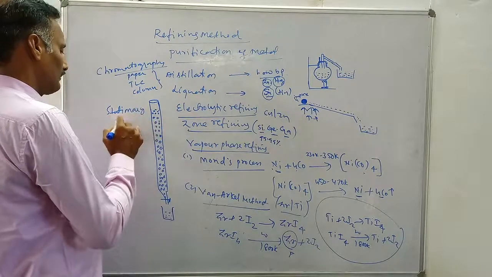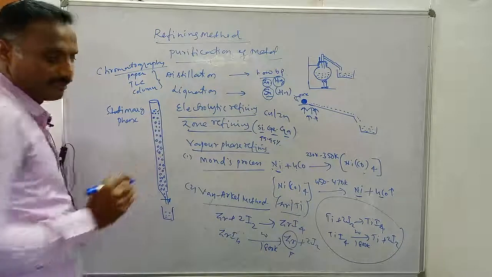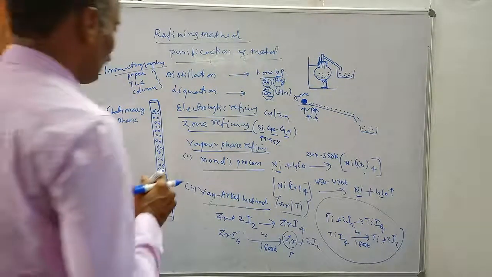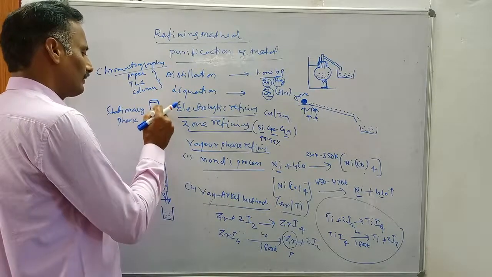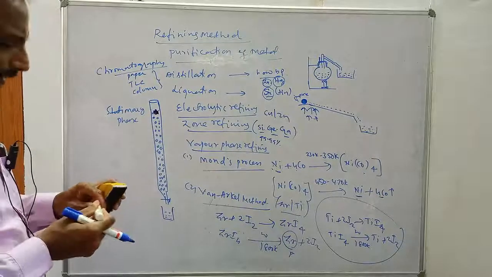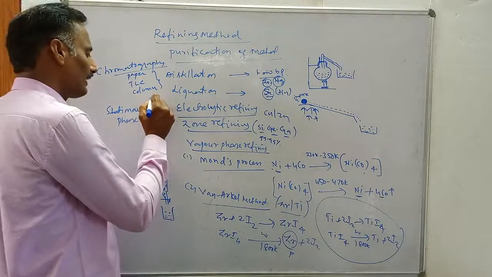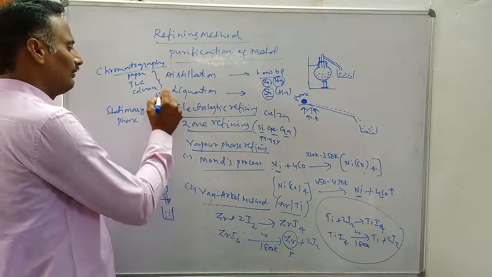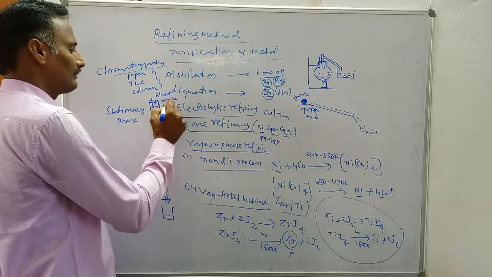An impure sample is kept on the stationary phase. When the impure sample is kept on the stationary phase, we add suitable eluents. Eluent is nothing but the mobile phase. This is called the mobile phase.